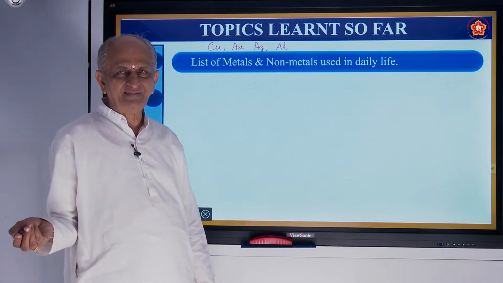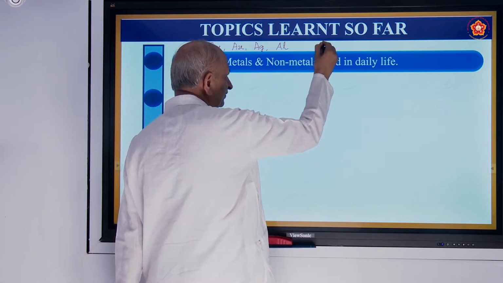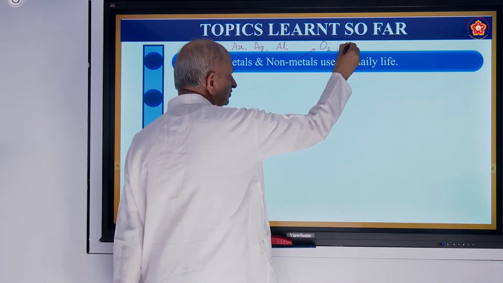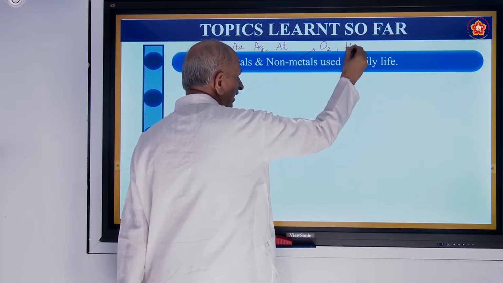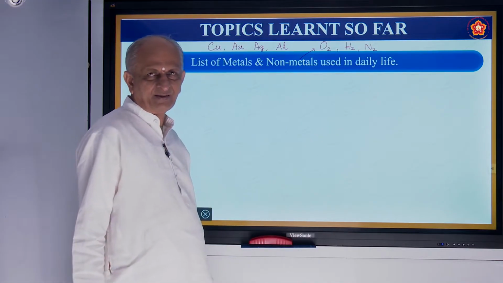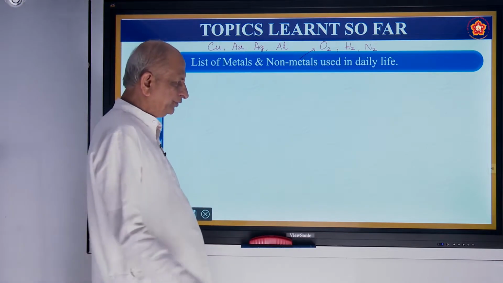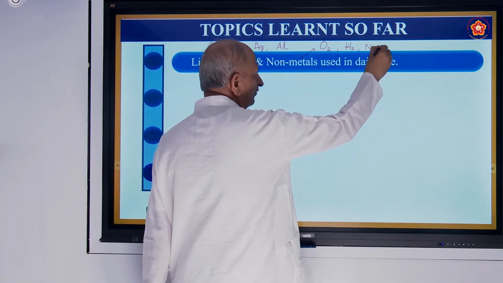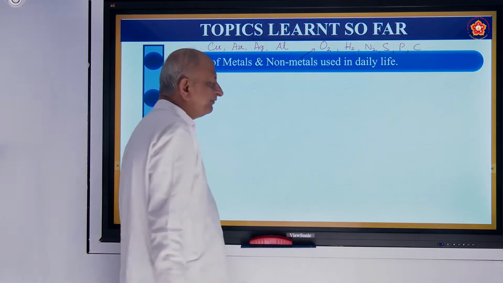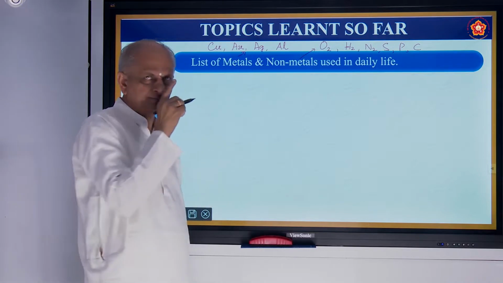And can you tell some of the names of non-metals? The air we breathe is oxygen, a non-metal. Then you have hydrogen and a gas that is abundant in nature, nitrogen, etc. These are called non-metals. And if you come to solids, you have sulfur, phosphorus, carbon, you see in daily life. So these are some of the examples of metals.